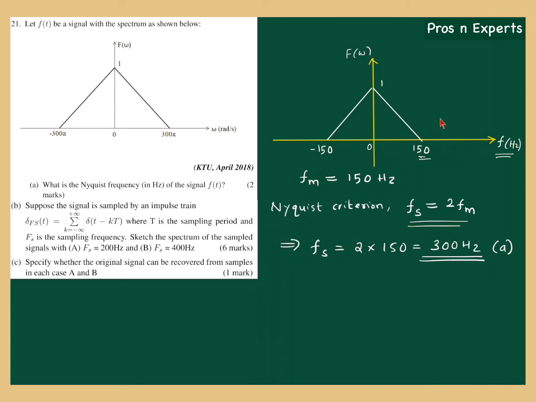This spectrum is nothing but the message signal spectrum, and you have to plot the sampled signal spectrum for both of these conditions, fs equal to 200 hertz and fs equal to 400 hertz, later. Before that, you might have an intuition about what happens to this spectrum when it is sampled. It will be repeated infinitely many times on both positive and negative sides, and the repetition frequency is governed by the sampling frequency. So I can help you to plot this.